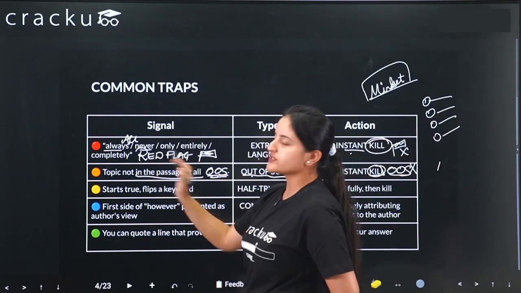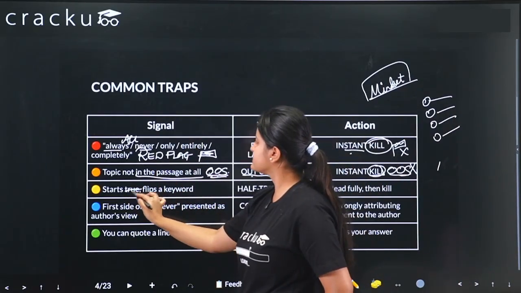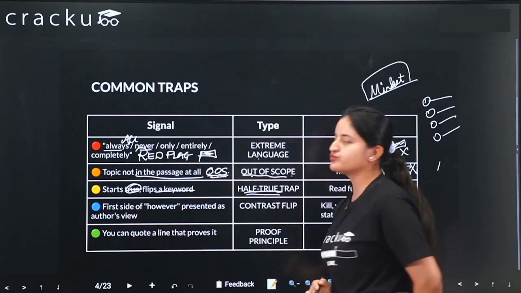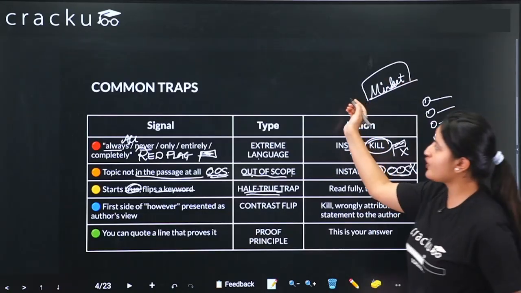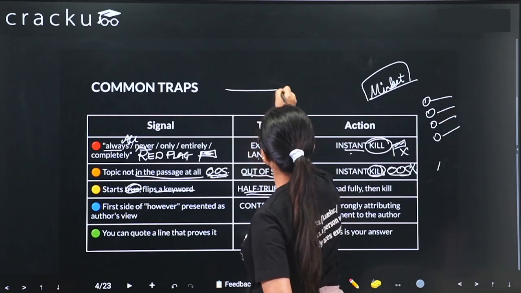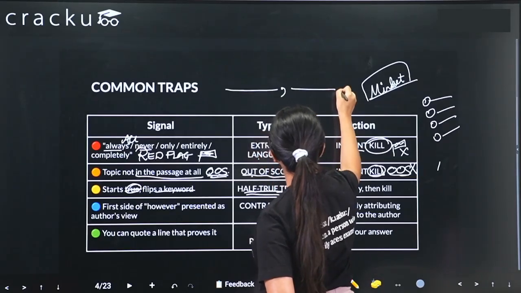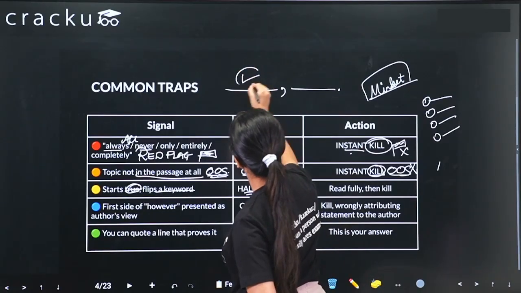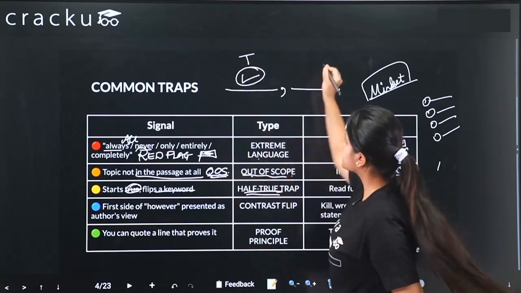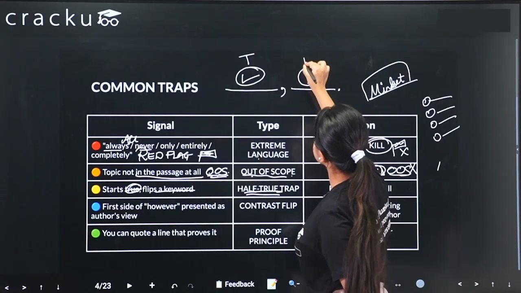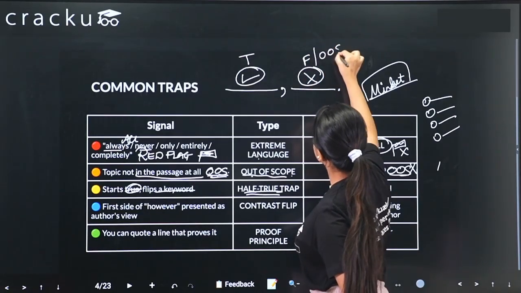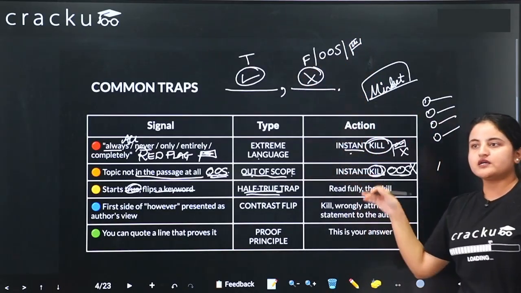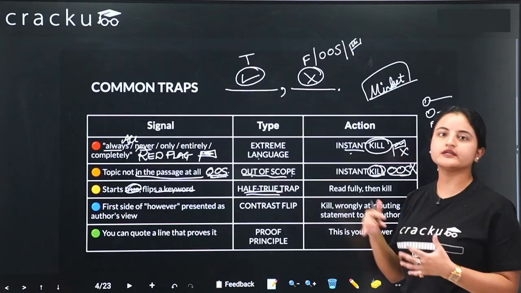Now here, this is also a very common trap. It starts true, and then it will flip a keyword. So basically a half true trap. There are options, right? And the option could be one part of the sentence, comma, another part of the sentence, full stop. So this is also a common trap, that this part of the sentence would be true according to the passage, and the second part would be false, or it could be out of scope, or it could be a red flag, that is extreme.